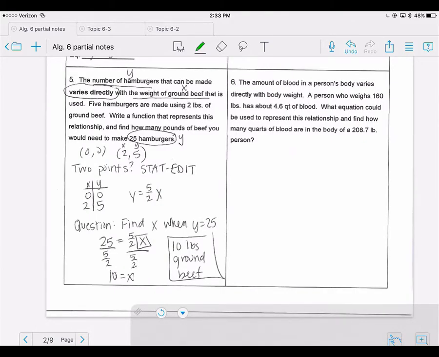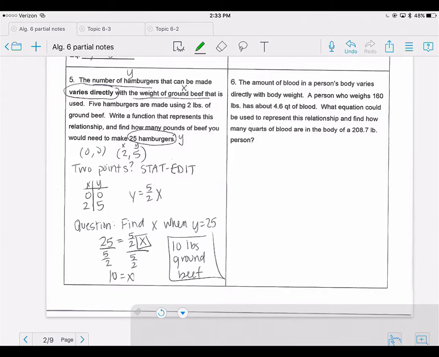We have 2 word problems here. On problem 5, they tell us that the number of hamburgers that can be made varies directly with the weight of the ground beef. 5 hamburgers are made using 2 pounds. Write a function that represents the relationships and find how many pounds you would need for 25 hamburgers. So the order in which this is stated matters.